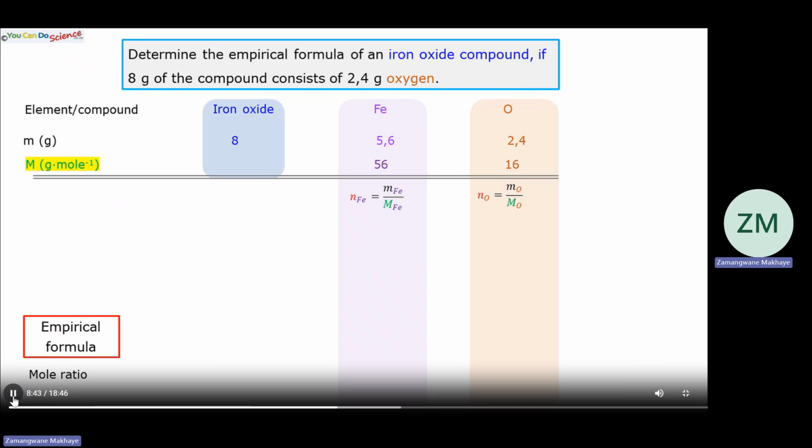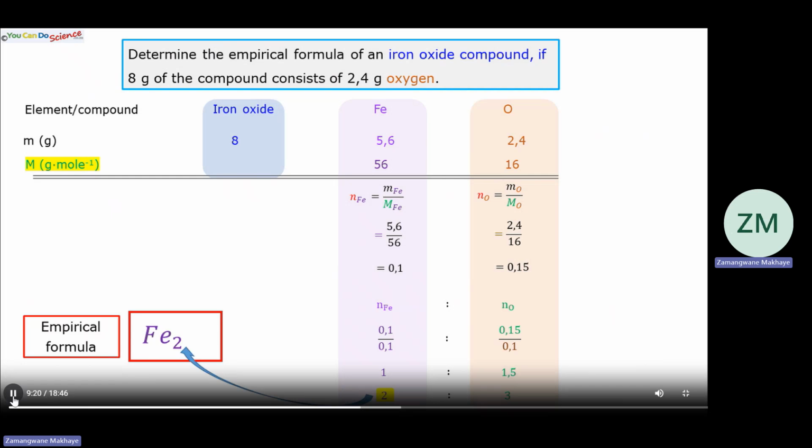Substitute the values and calculate the number of mole iron and the number of mole oxygen in the compound. To get the whole number mole ratio, the smallest mole number is divided into the number of mole of each element. This ratio must be whole numbers. Multiply both the numbers of mole with 2. The whole number ratio is 2 to 3. In the empirical formula, there are 2 iron for 3 oxygen atoms.